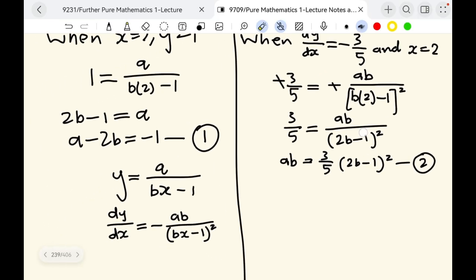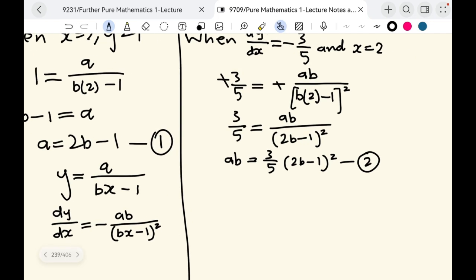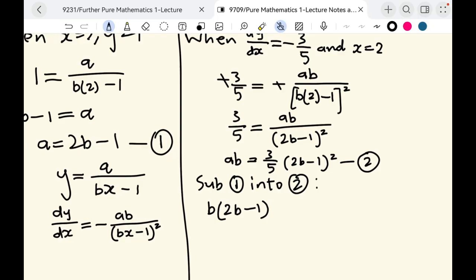Okay, and instead you can treat this as your first equation: a equals 2b minus 1, to save more time. And you substitute the first equation into the second equation, which gives a quadratic equation. So it's b times (2b minus 1) is equal to 3 over 5 (2b minus 1) squared. Okay, now you expand. With 5 as a denominator, just multiply 5 at both sides.